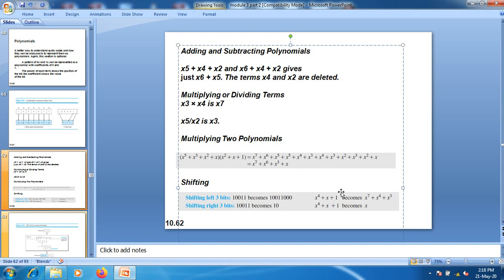How are we shifting it to the right side? We need to discard the rightmost bits. Shifting it to the right side, we have a data word 10011 that becomes 10. We need to discard the rightmost 3 bits here. The same information can be represented using a polynomial expression, that is, the data word is represented as x to the power 4 plus x plus 1.